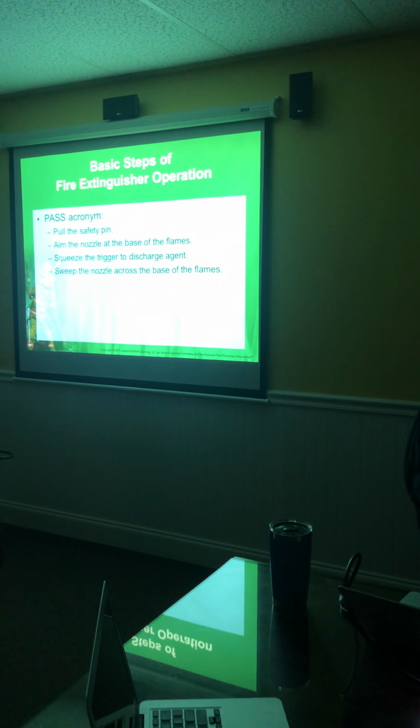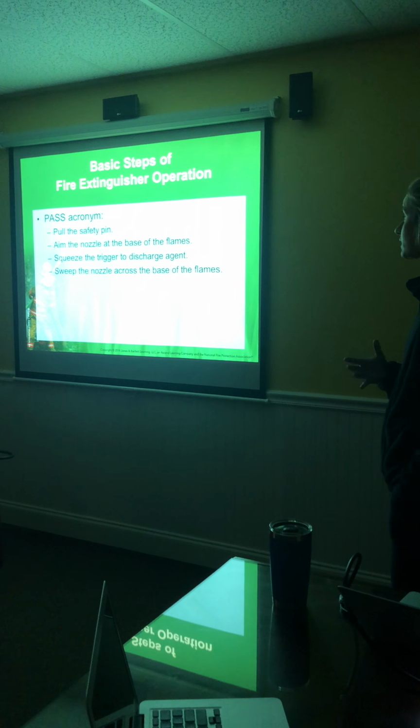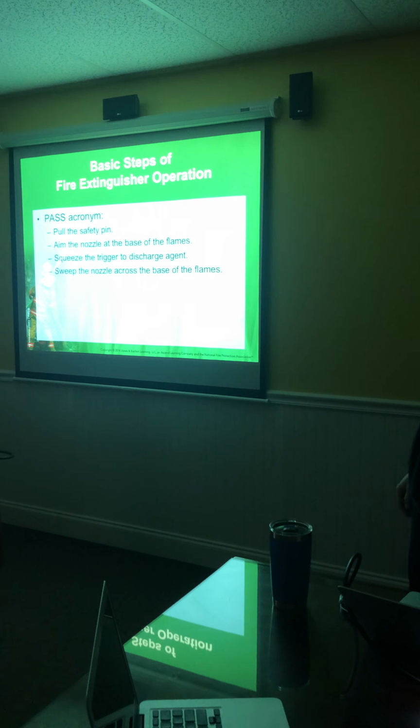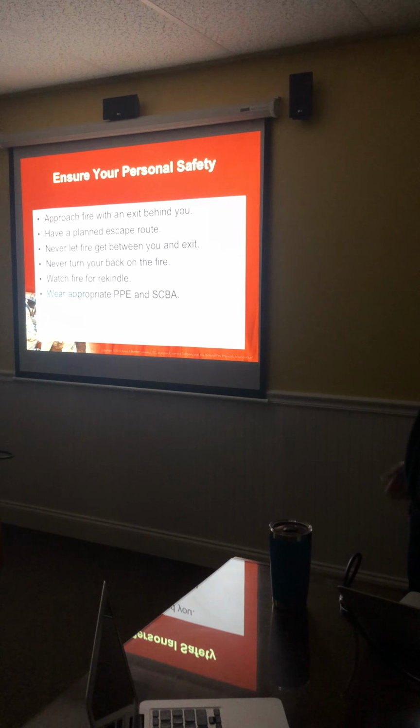We use the acronym PASS when using or operating a fire extinguisher. We're going to pull the safety pin, aim the nozzle at the base of the flames, squeeze the trigger to discharge the agent, and sweep the nozzle across the base of the flames. And we always want to ensure personal safety, like I said earlier.